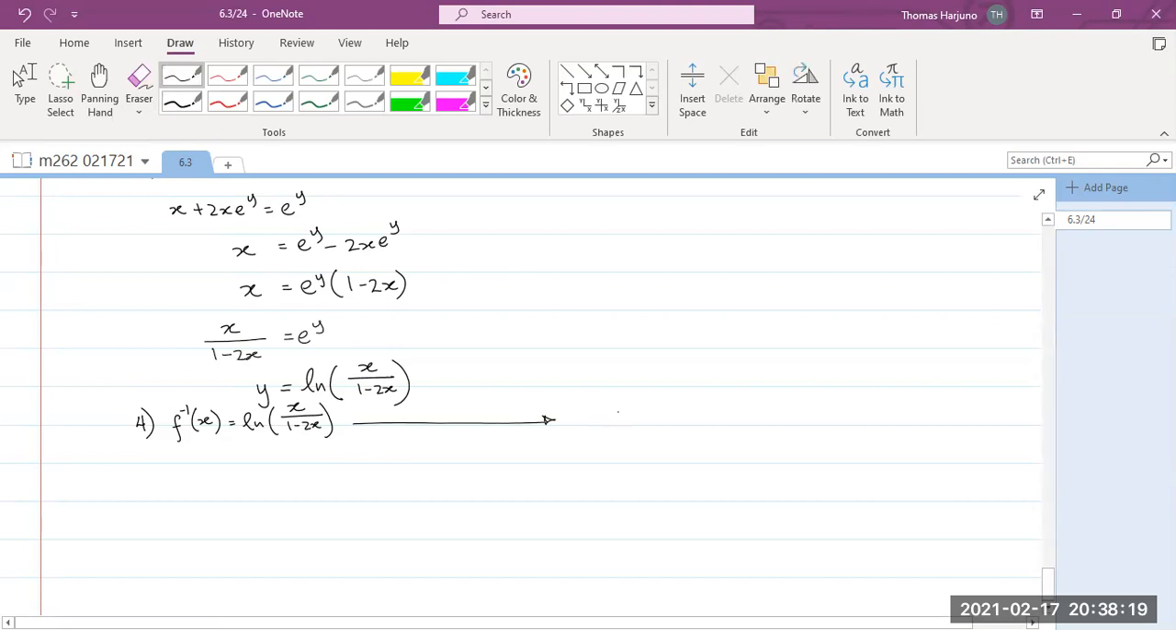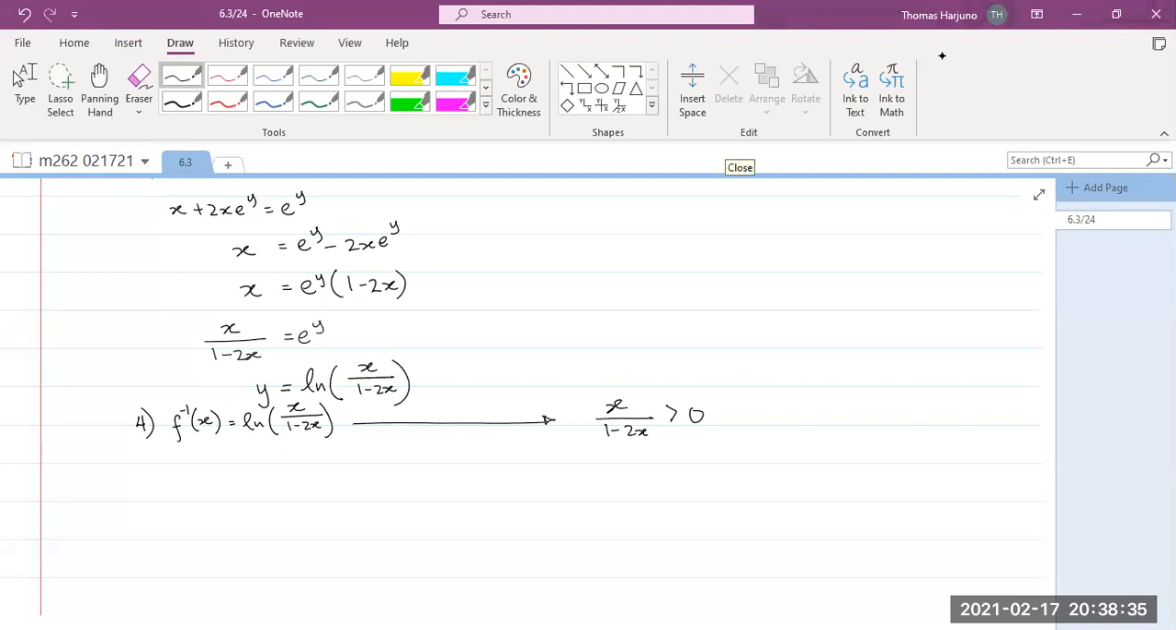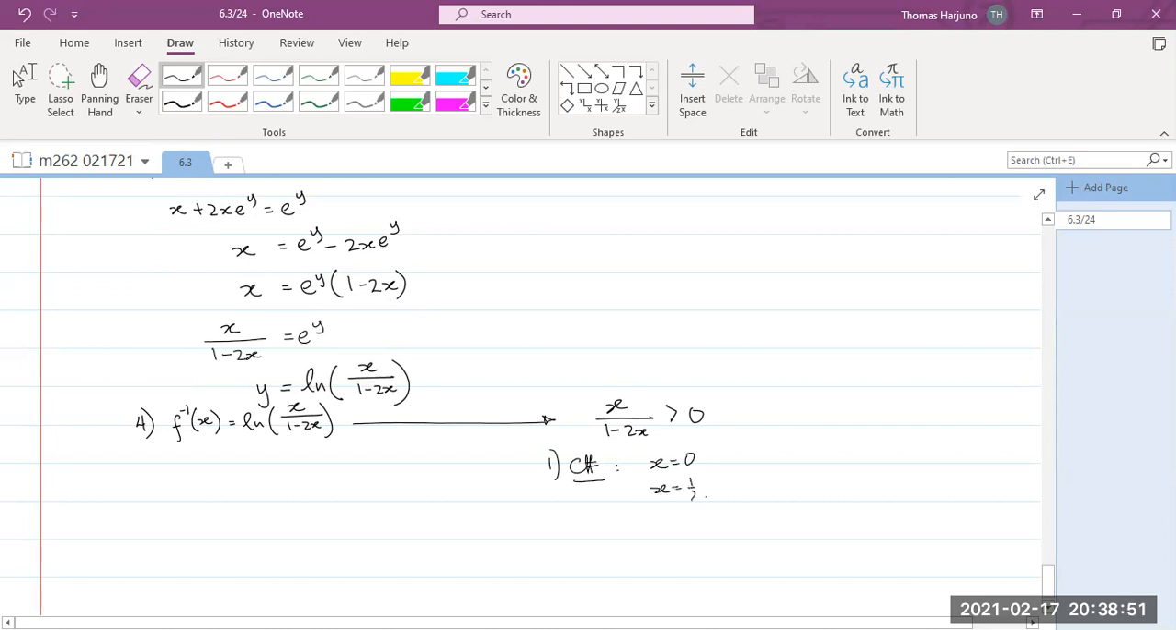So you see that x over 1 minus 2x has to be strictly positive, right? That's the domain of the inverse. Once you solve that, no, not all real numbers excluding 1/2. I don't think so. It has to be strictly positive. So for us to solve this, you need to go through these steps. The critical numbers: on the top, x equals 0. At the bottom, x equals 1/2.